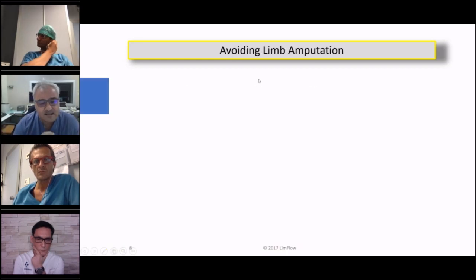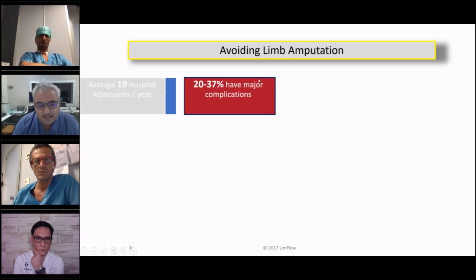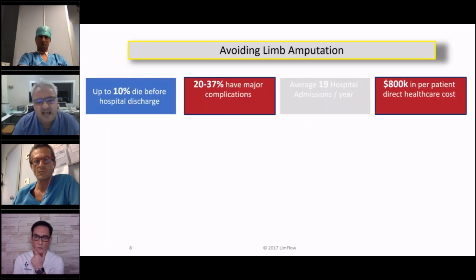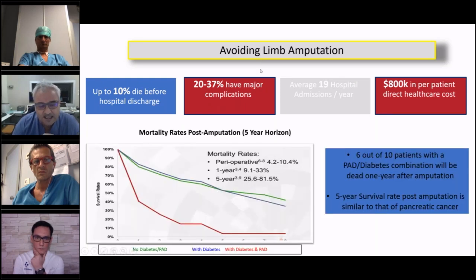This is about the cost, which is very, very high in these patients, and the clinical outcome is very, very bad in patients with the association of diabetes and peripheral artery disease.